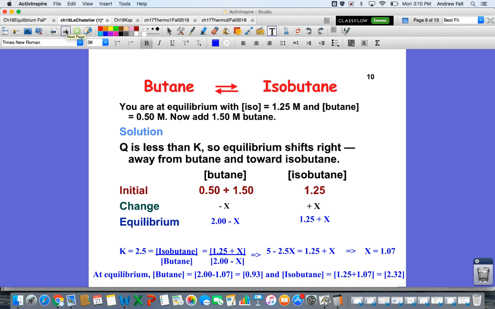So again, changing the concentration doesn't change K, it just changes where you are at that point in time, and you have to look at whether or not your Q value is less than K or greater than K. If it's less than K, you're going to make more product to get back to that higher ratio. If Q is greater than K, then you have too high of a product concentration at that point in time, so it's going to have to convert back to more reactant.